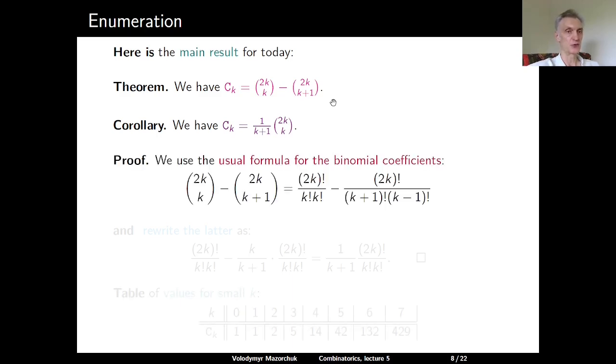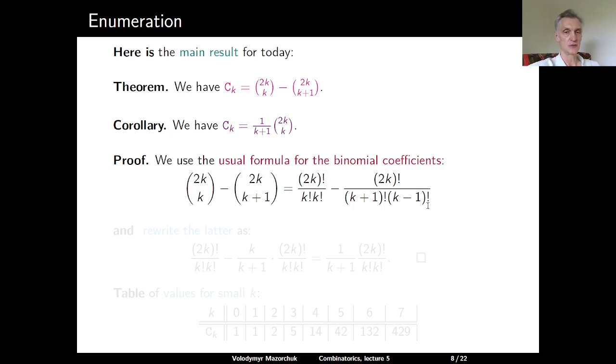So here is a proof. We prove the corollary using the theorem. So 2k choose k minus 2k choose k plus 1 equals, we now use our usual formula for binomial coefficients, 2k factorial divided by k factorial squared, that's the binomial coefficient 2k choose k, minus 2k factorial divided by k plus 1 factorial, k minus 1 factorial.